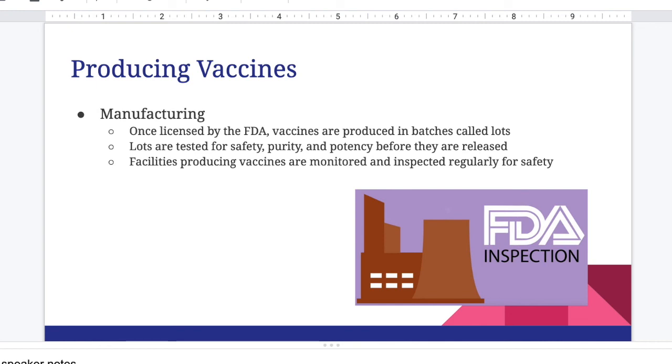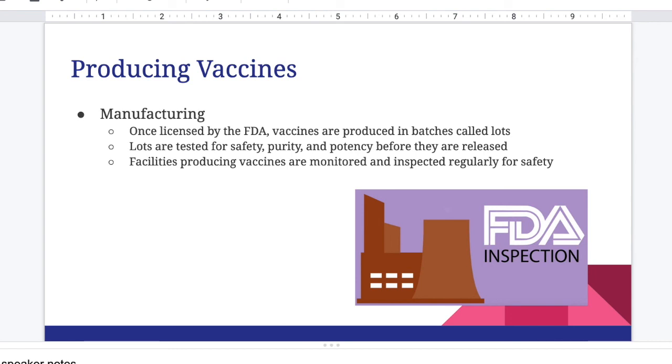The final step in producing a vaccine is the actual manufacturing. So once a vaccine would be licensed by the FDA, they're going to be produced in batches that we call lots. And that's going to allow kind of tracking of the vaccine, where they go, who they're given to. Those lots will each be tested for safety, purity, and potency before they would be sent to like pharmacies or doctors' offices to be given to people.